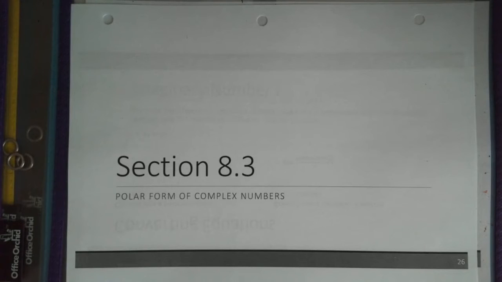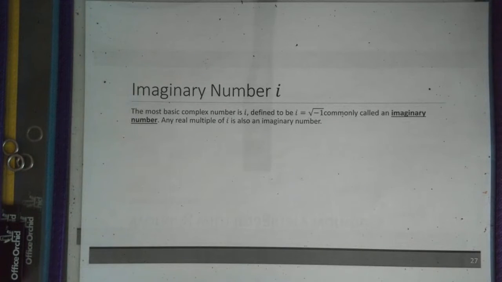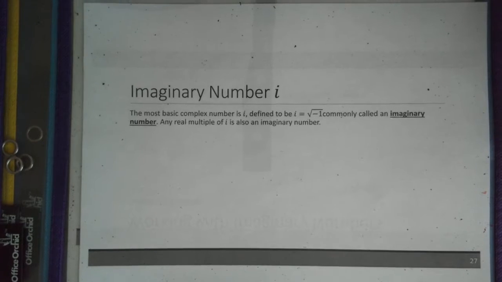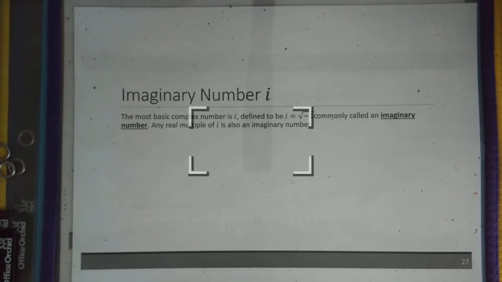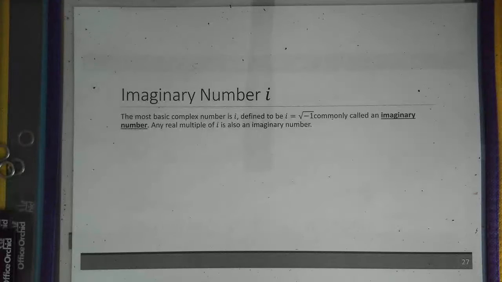In this video, we will be looking at section 8.3, which covers polar form of complex numbers. As a review from section 3.6, we're going to start by looking at imaginary numbers. So the most basic complex number is i, which we define i to be the square root of -1, and we call it an imaginary number. And then any real multiple of i is also an imaginary number. So something like 2i, 5i, -12i, those are all imaginary numbers.